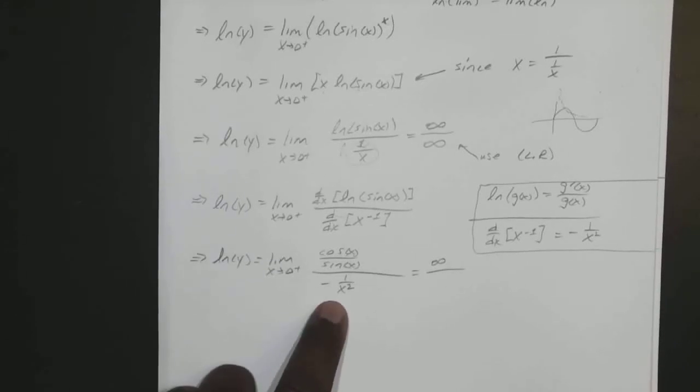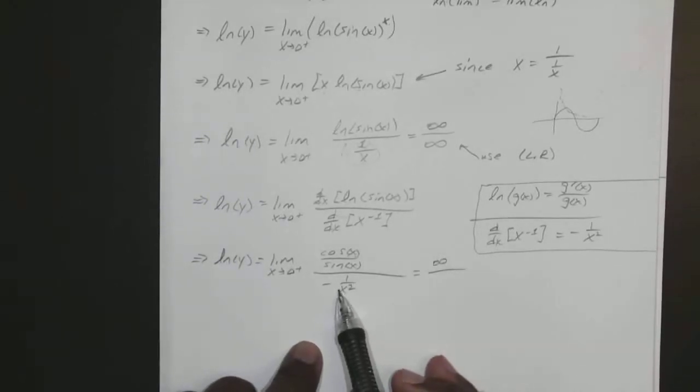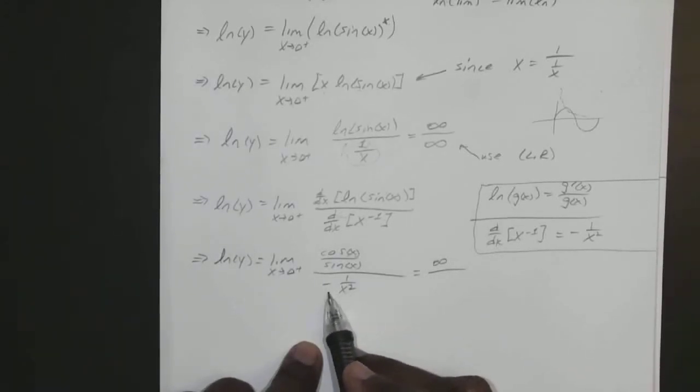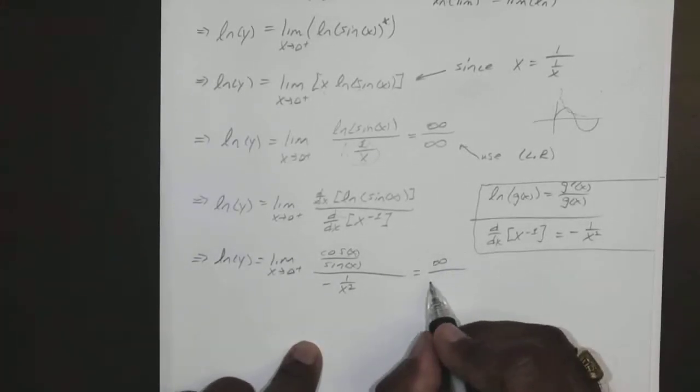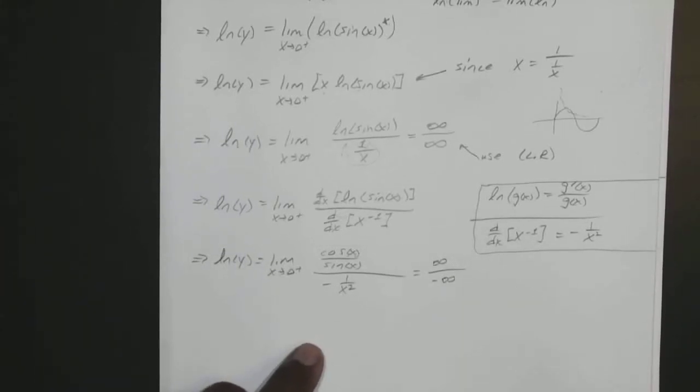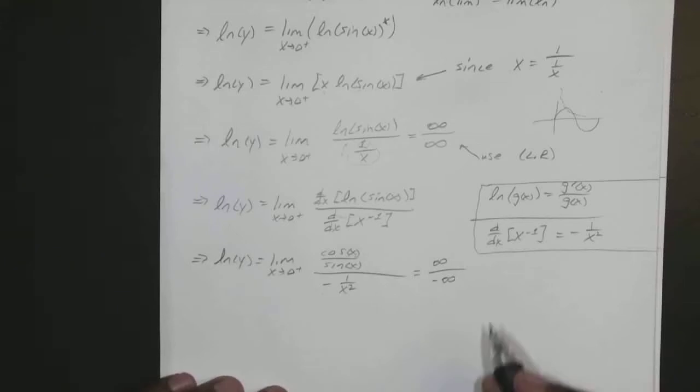Same thing here. If you have a constant divided by a number that's getting smaller and smaller, then this is getting bigger and bigger, but it's multiplied by a negative. So you have a really big number multiplied by negative 1, so that's times negative infinity. So we have to use L'Hopital's rule again.